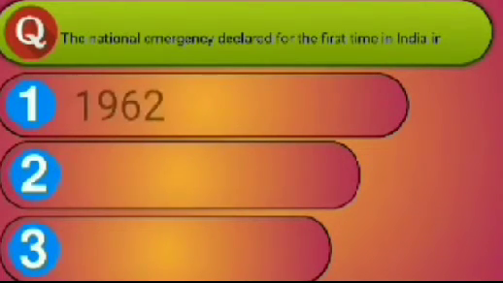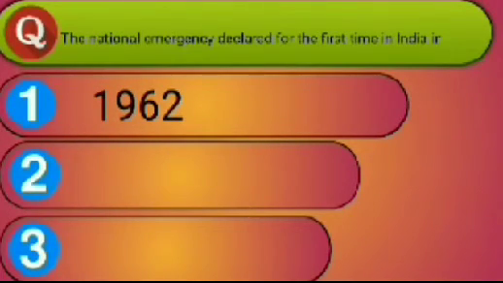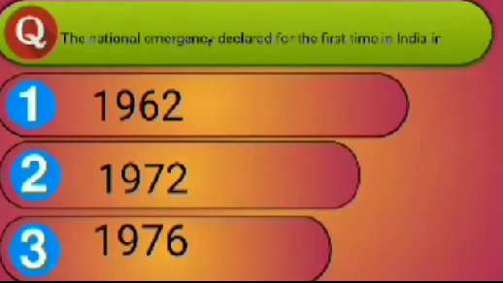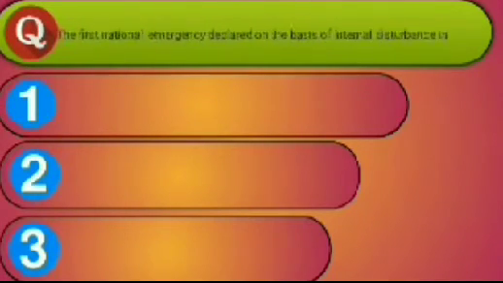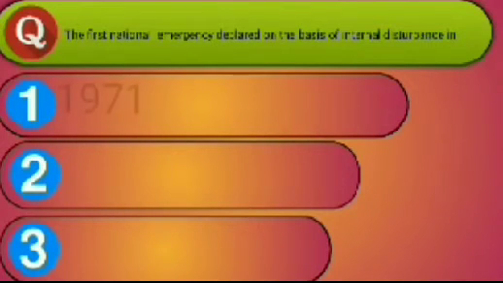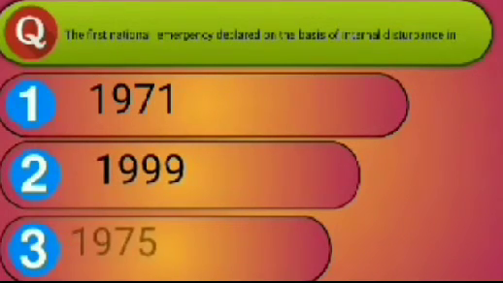The national emergency declared for the first time in India in 1962. First national emergency declared on the basis of internal disturbance in 1971, 1999, 1975.